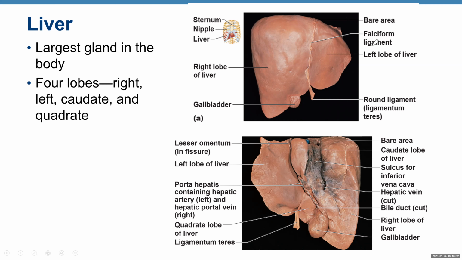Now, if you look at the visceral or posterior part of the liver, you will find 2 more lobes. It's the caudate, and caudate means tail, so it does look like a tail, and the quadrate, and quadrate means square, so that lobe looks like a square structure. Next to the quadrate lobe, you will find the gallbladder. Also, if you see this falciform ligament, the most inferior part of the ligament is called the round ligament or ligamentum teres.